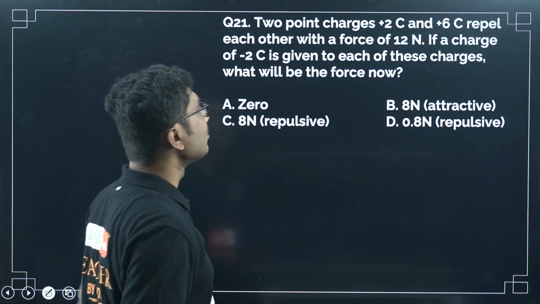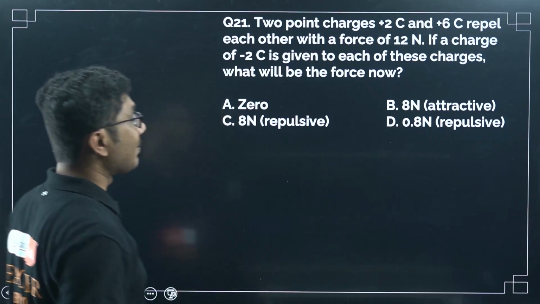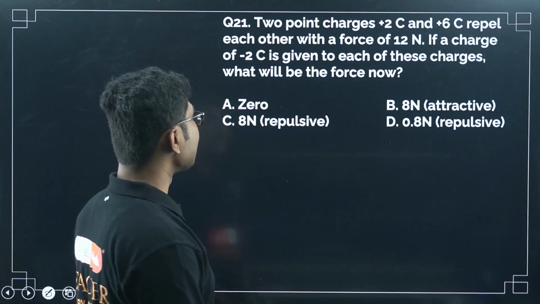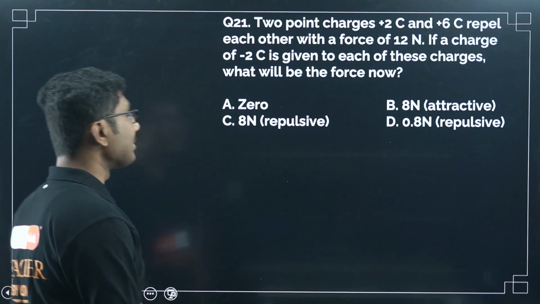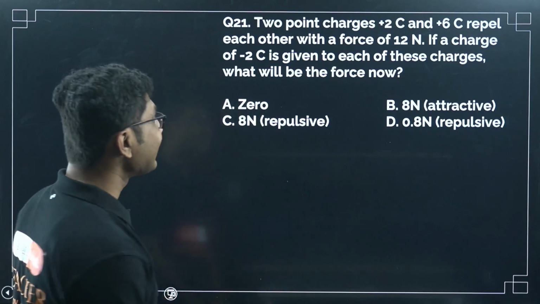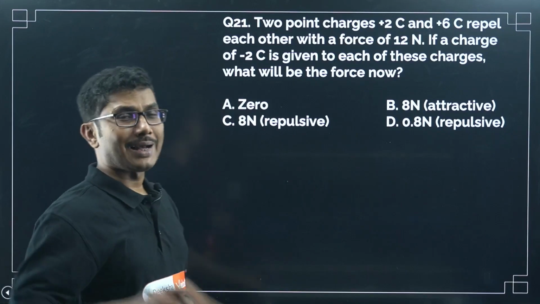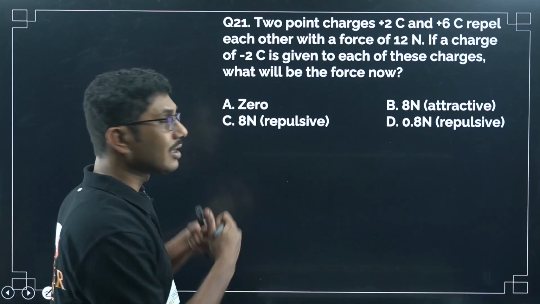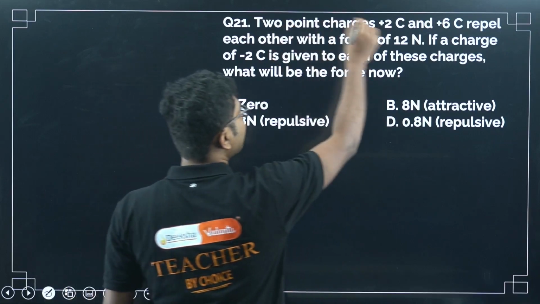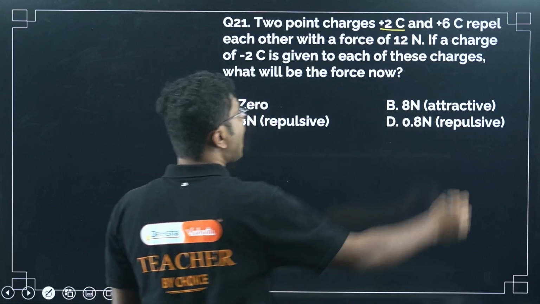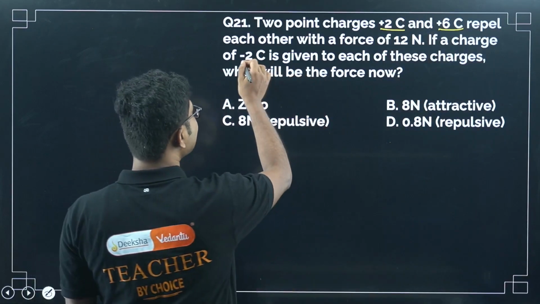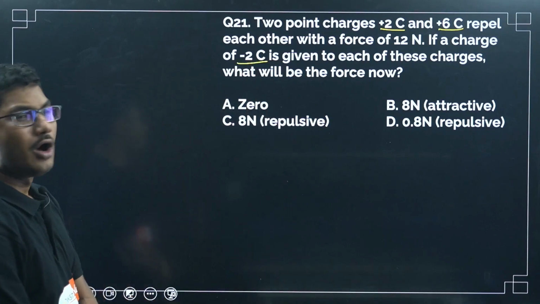2-point charges plus 2 coulomb and plus 6 coulomb repel each other with a force of 12 Newton. If a charge of minus 2 coulomb is given to each of these charges, what will be the force now? Interesting question. So you don't need to do any mathematics in this case. Just read the question twice. Then you will realize this is a very easy question. So 2-point charges, one of them was plus 2 coulomb, another one was plus 6 coulomb. Now each of the charges are given minus 2 coulomb.